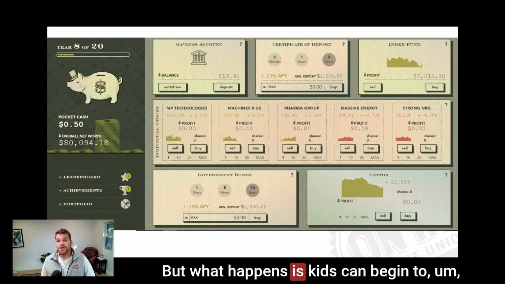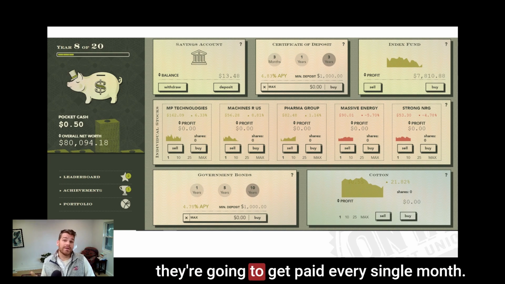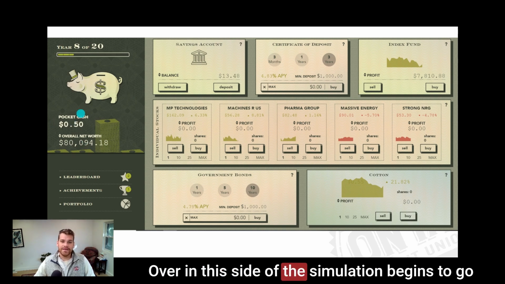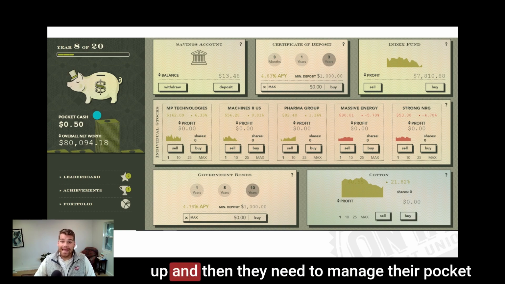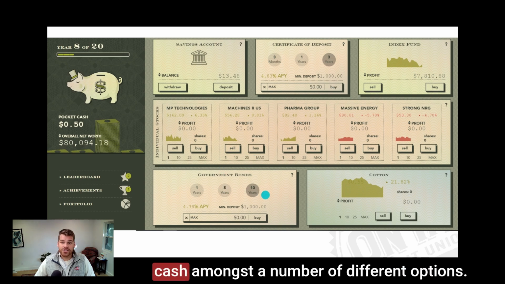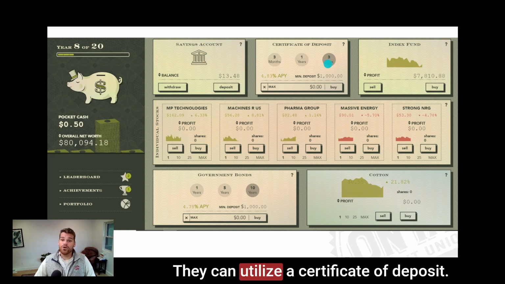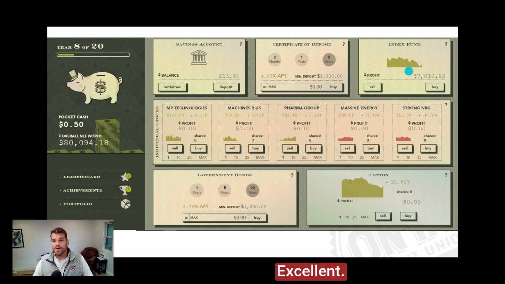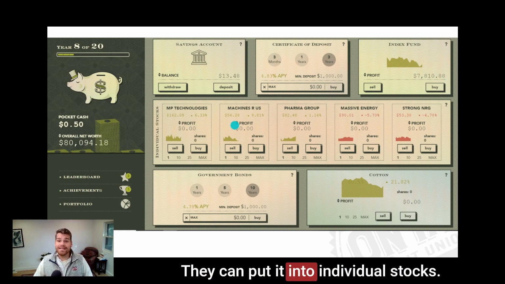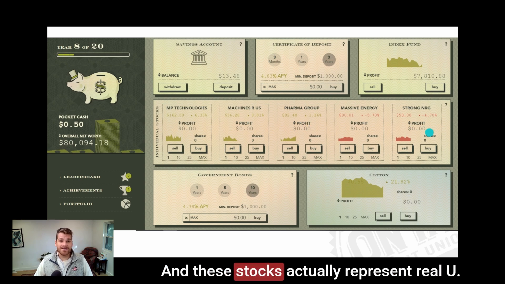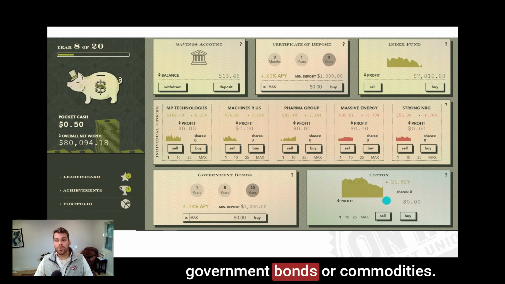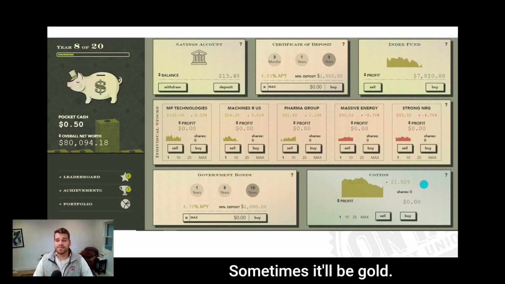But what happens is kids are going to get paid every single month. And so their pocket cash, you can see over in this side of the simulation, begins to go up. And then they need to manage their pocket cash amongst a number of different options. So they can store it in a savings account. They can utilize a certificate of deposit. Our certificates of deposit on tap right now are excellent. They can put it into an index fund. They can put it into individual stocks. And these stocks actually represent real US company stocks. And then they could also use government bonds or commodities. And sometimes the commodities will be cotton, sometimes it'll be gold.